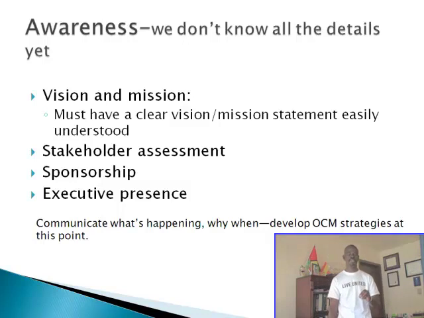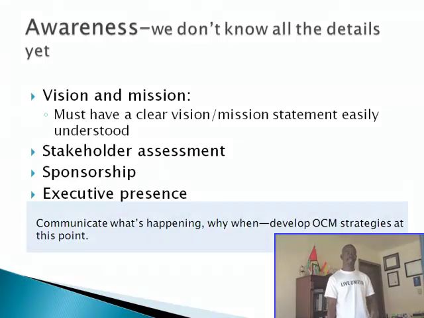Sponsorship is important. You want to have someone in the organization that is visible, vocal, etc., sponsoring the idea or the initiative. With the sponsor behind you, you can get support from other parts of the organization. And executive presence is also important because you want to make certain that leadership is involved from the ground running. You want to have your leadership involved in the process of going through changes.